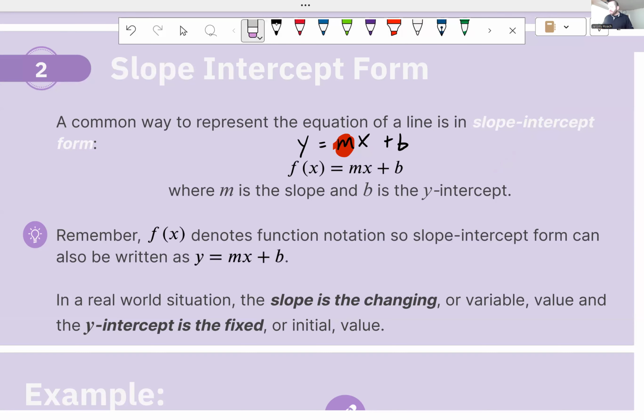The y-intercept is b, and b is where it crosses the y-axis. So we can think of it as our starting point of our graph. So if we have our graph here and we have a line that looks something like this, b is going to be this point right here, and it's going to be 0 comma something. That something is what b is equal to.